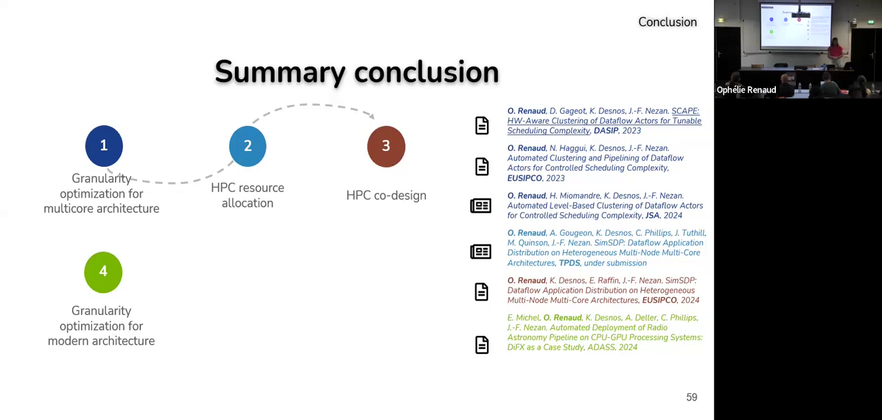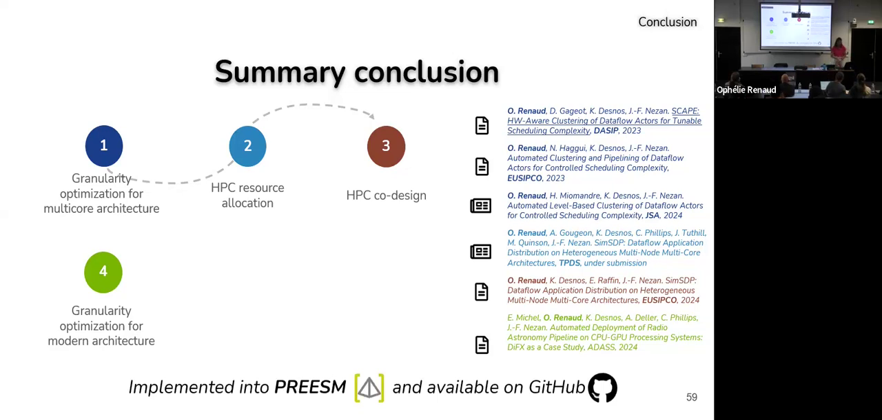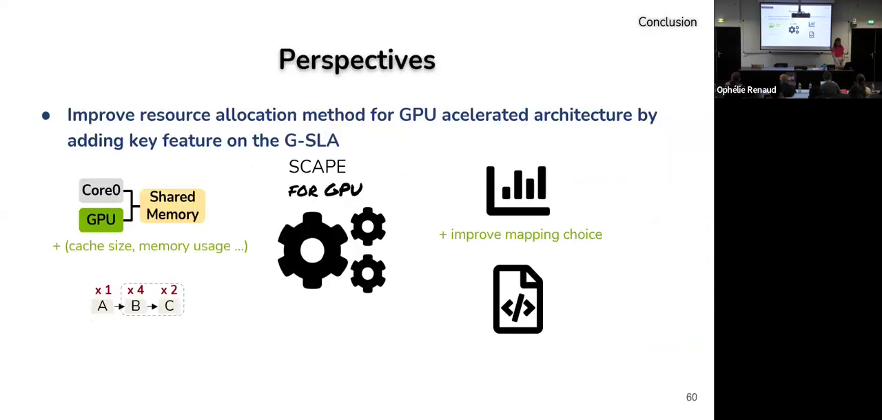And the third contribution is a clustering method that finds the best HPC architecture for a given application. And our ongoing work optimizes resource allocation on GPU and CPU target architectures. And all these methods are implemented in our Prism tool and are available on GitHub. And all the methods are the subject of international papers.